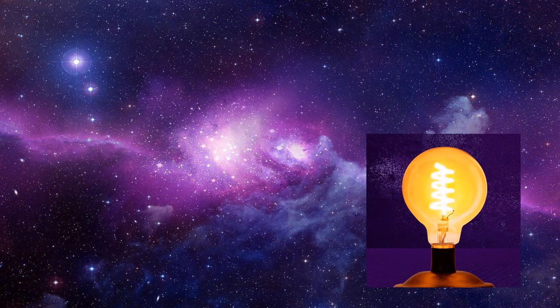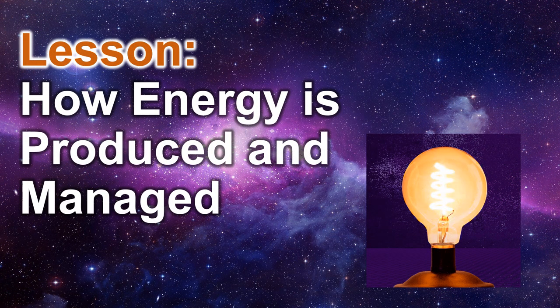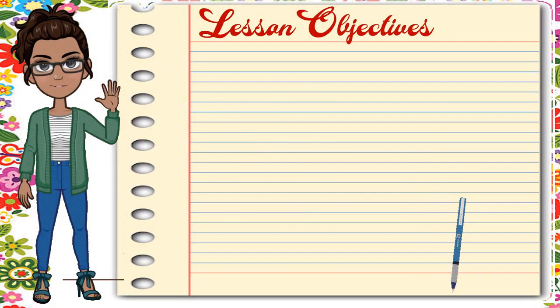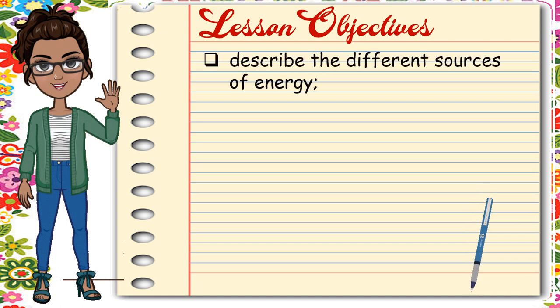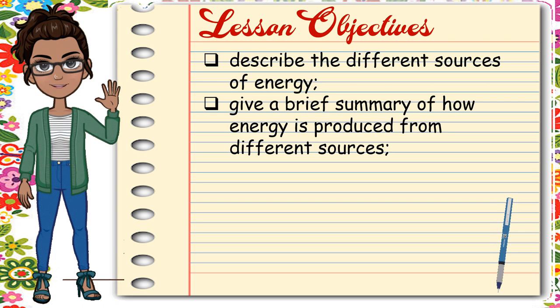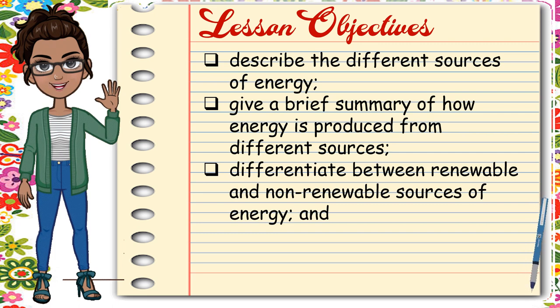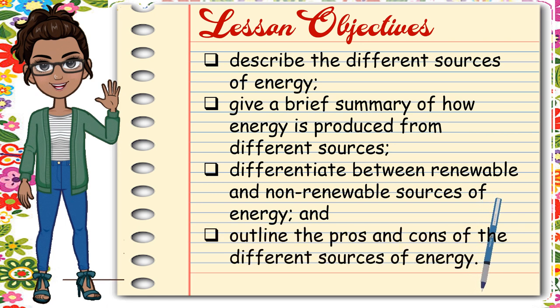Our lesson today is how energy is produced and managed. At the end of this module, you are expected to describe the different sources of energy, give a brief summary of how energy is produced from different sources, differentiate between renewable and non-renewable sources of energy, and outline the pros and cons of the different sources of energy.